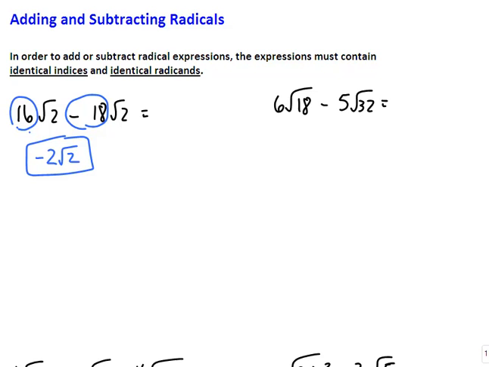On the next one, we have 6 square root of 18 minus 5 square root of 32. Initially, it looks like the numbers under the radicals don't match, so we can't add these. These would not be considered like terms.